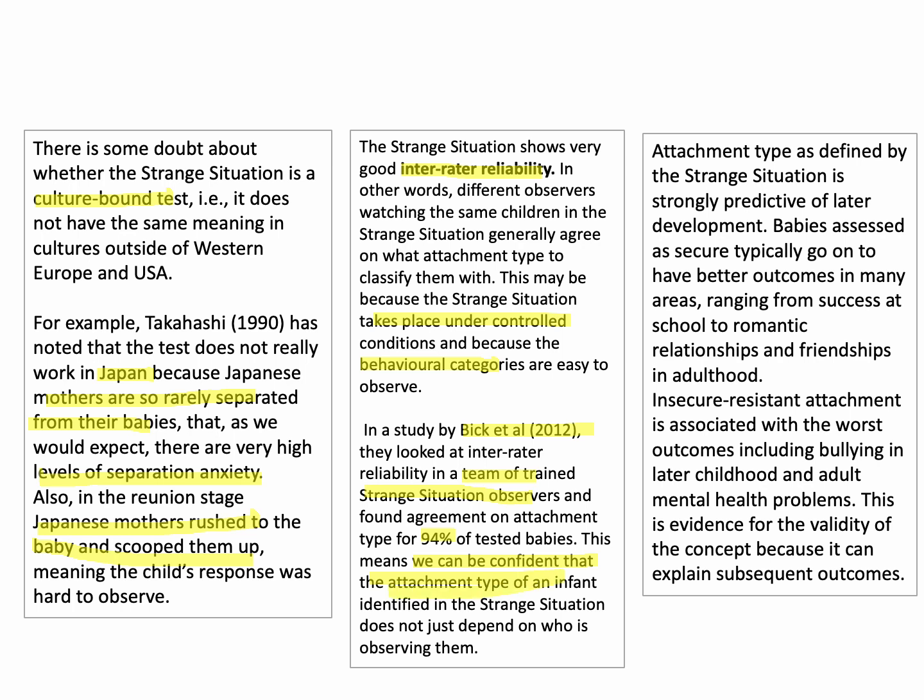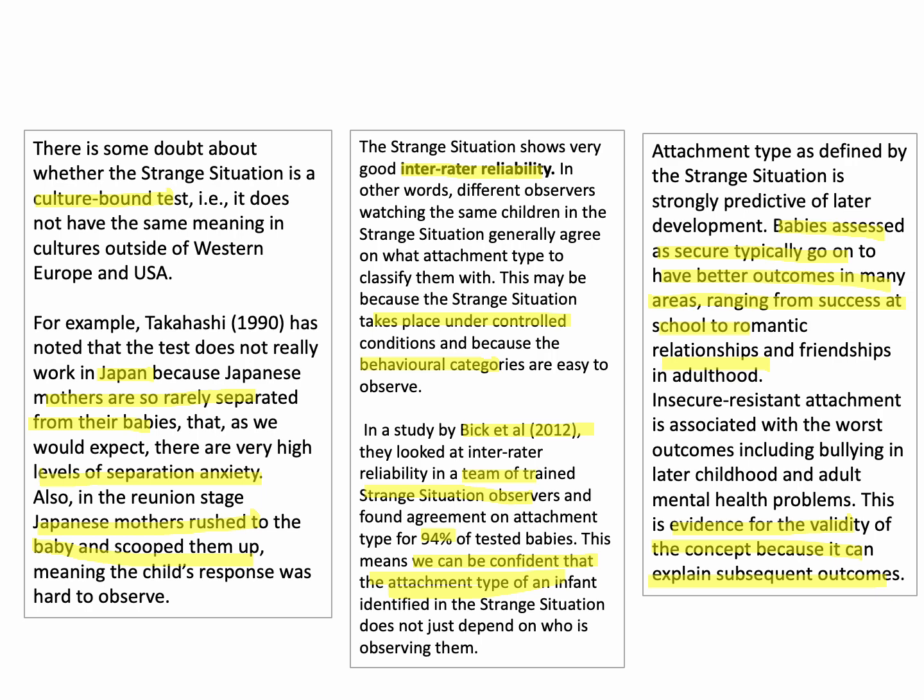observers also agree. And then lastly, attachment type as defined by the strange situation does link to Bowlby's internal working model. So babies assessed as secure do go on to have better outcomes in relationships, and that is something that has been found across the board in lots of different pieces of research. So this is evidence for the validity of her attachment types, because it can explain future outcomes. So that's the evaluation for Ainsworth, and that is Ainsworth covered in a nutshell.